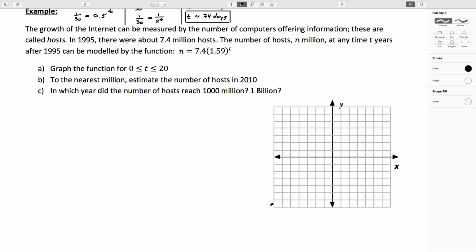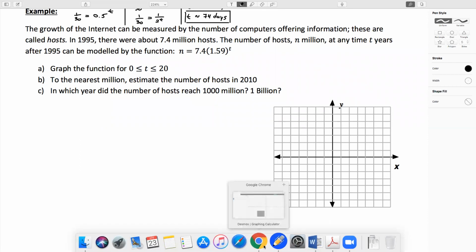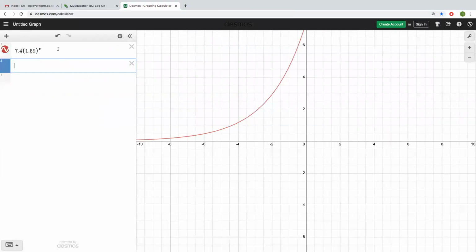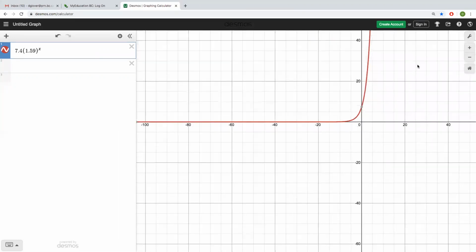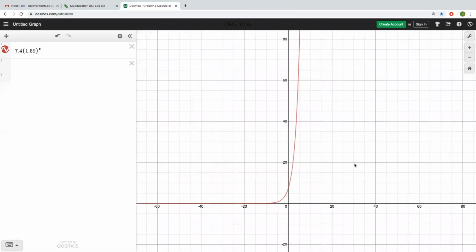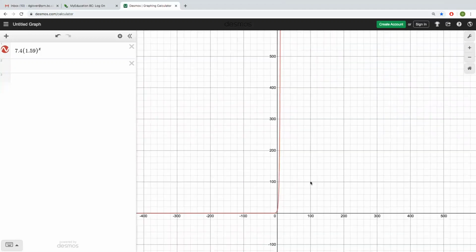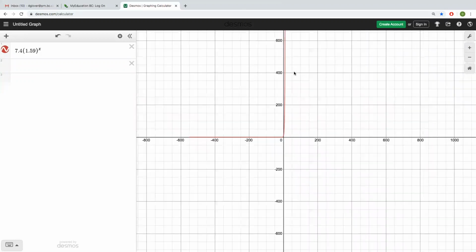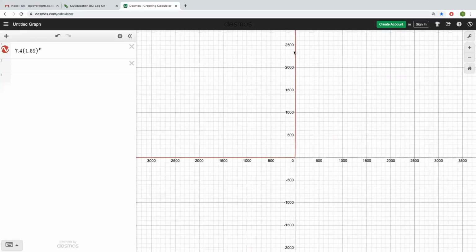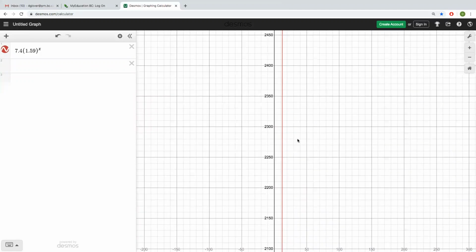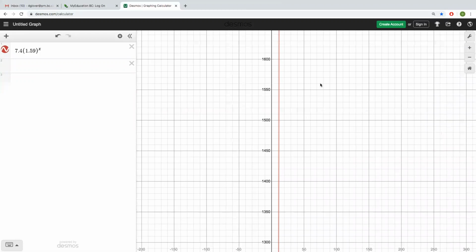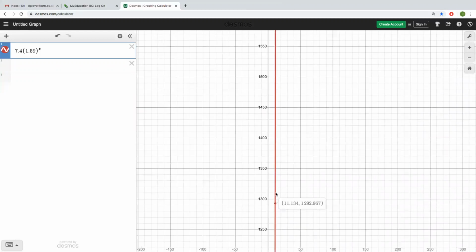So we're going to sketch this graph from 0 to 20. I'm going to go over to Desmos, and I've got the function y equals 7.4 times 1.59 to the power x. If I go ahead and graph this from 0 to 20, we're not going to reach 20 for a long time. We're not going to reach 20 until about here. So like we're in the thousands now.